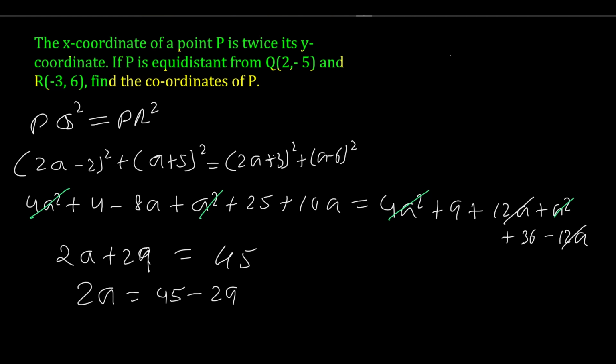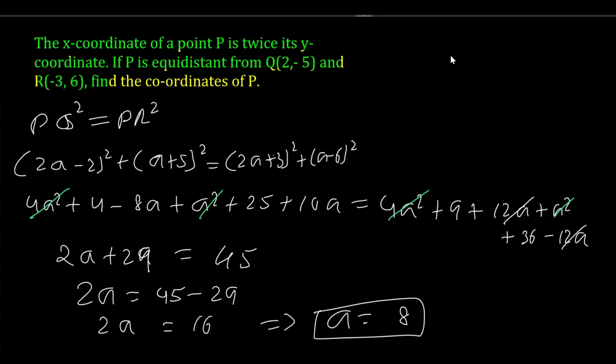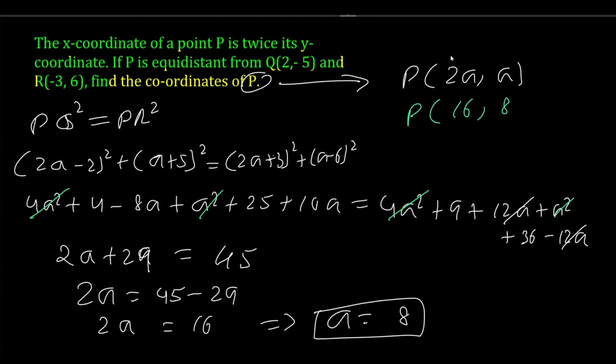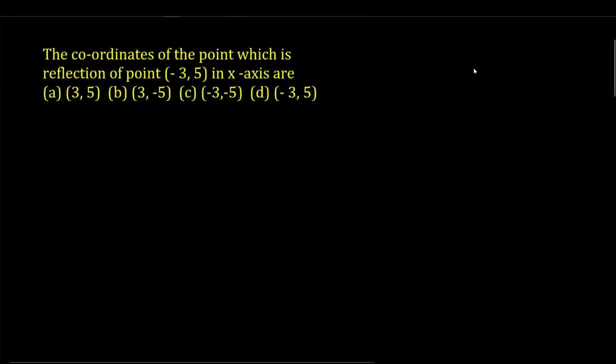If I transpose, first of all, I'll get this as 16. So 2a comes out to be 16, which implies a is 16 divided by 2, that is 8. Now we had to get the coordinate of P, and the coordinate of P which I took was: the x coordinate was 2a and the y coordinate was a. So from here we can conclude that this is 16, because 2 times a, and this is 8. So this should be the required answer for this question.